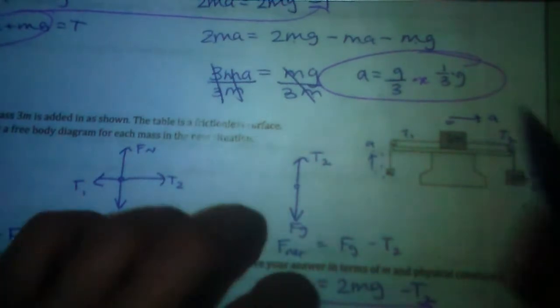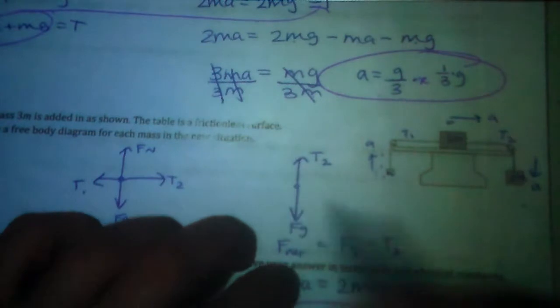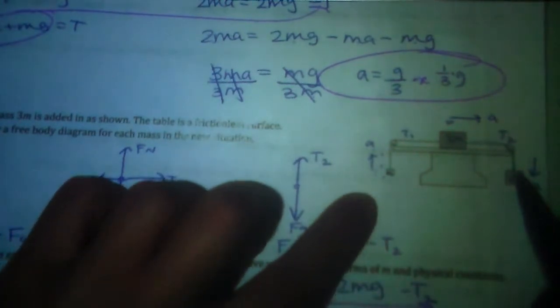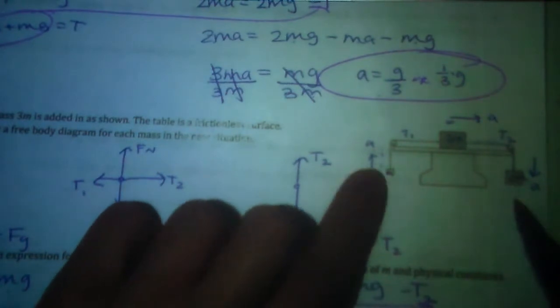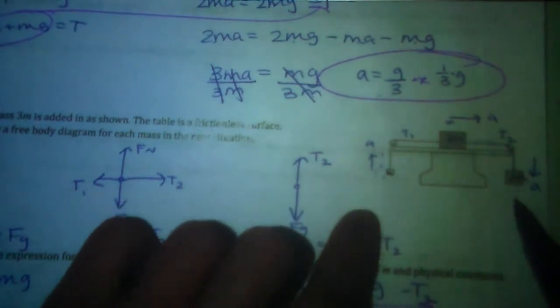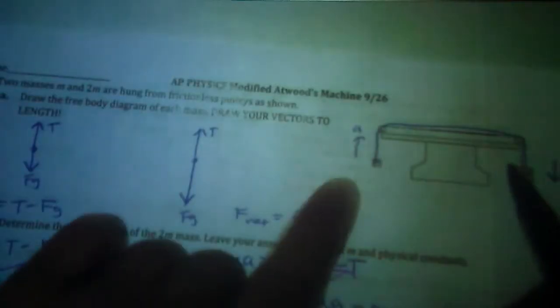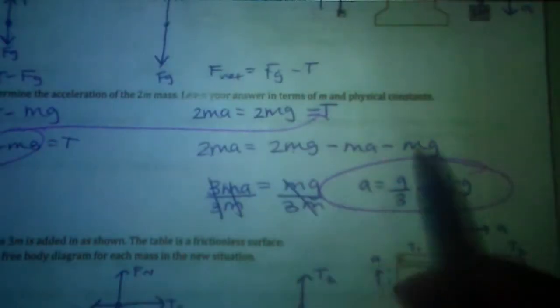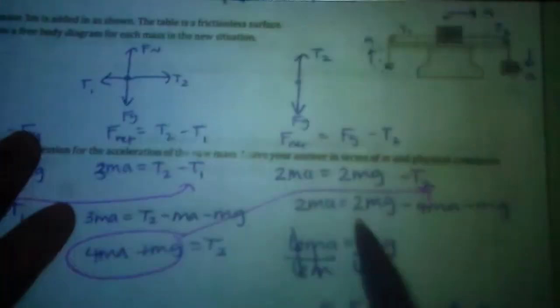I thought about this as a whole system. So if you're thinking about the entire system, the forces that are causing it to move is this force of gravity, but then counteracted by this force of gravity. Which is why up here, we had on top the 2mg minus mg. Here, I still have the 2mg minus mg.